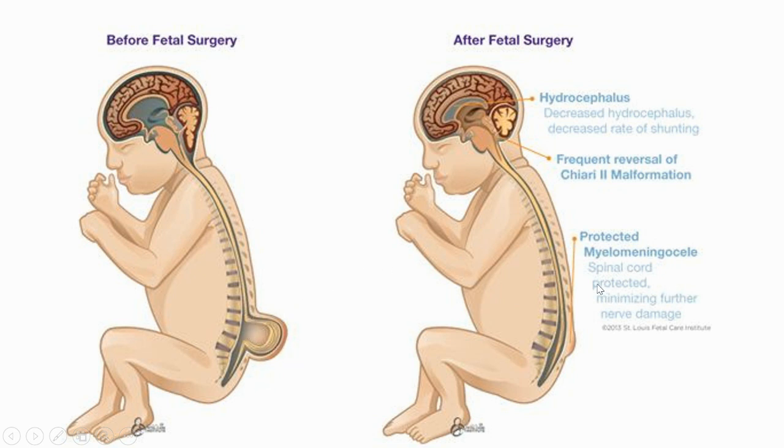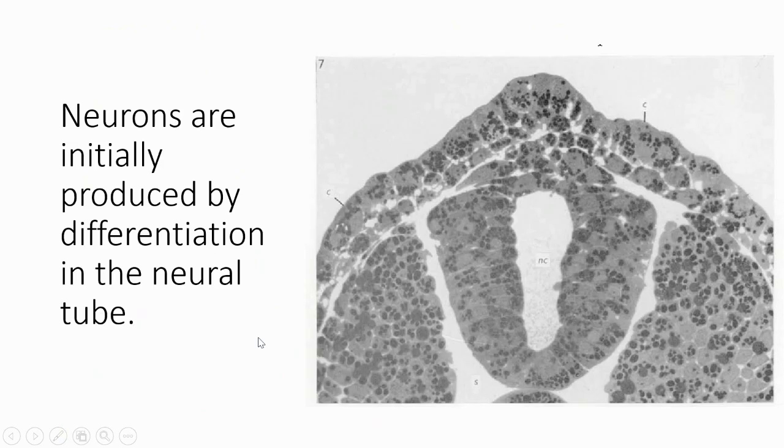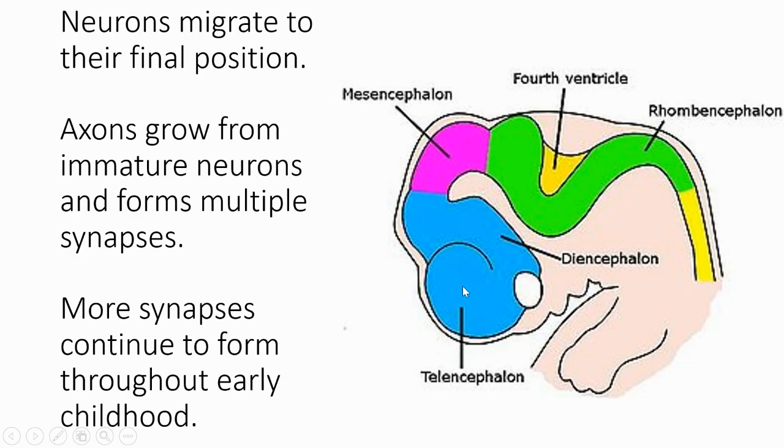It can be really dangerous, but it's more dangerous to leave that uncorrected. So basically, why this matters is that this neural tube, as it's called, forms the foundation of your central nervous system. Neurons are initially produced by differentiation of cells in this region called the neural tube. And then, I know this looks really weird, but just stay with me. So imagine that neural tube.